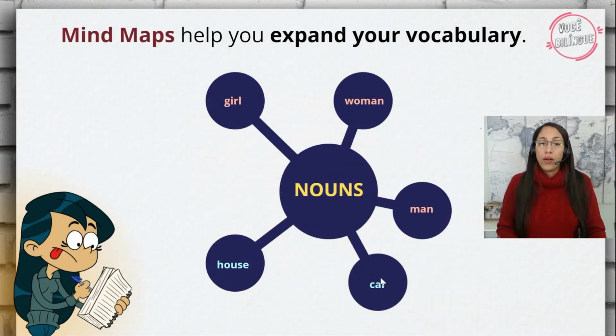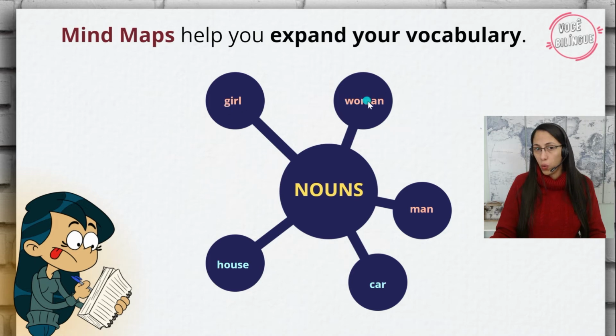Okay, well, here I have a very basic mind map. So mind maps help you expand your vocabulary. And how can we do that? Well, first we have a main category. In this case, we have nouns. And then we can have subcategories. I didn't put a subcategory here because I'd like to show you how a basic mind map works. But, well, here's what I did.